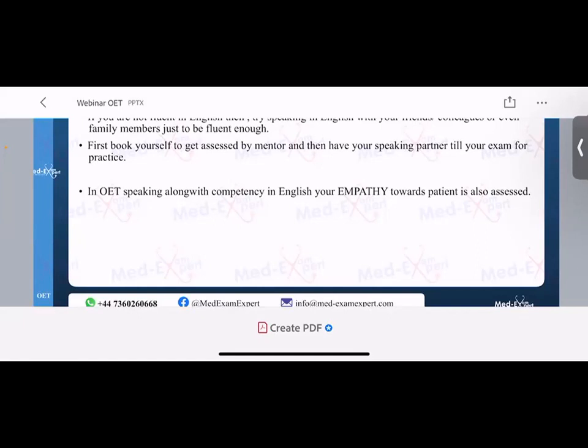If you think that there are no points written for the patient, then you can ask on your own. You can say some sentences like, am I clear to you? Am I understandable to you? These phrases will help your patient in trusting you. So basically in OET speaking, empathy is very important, and you will be assessed for English along with empathy. It is not only English, it is English plus empathy in OET speaking. So always be empathetic towards your patient.